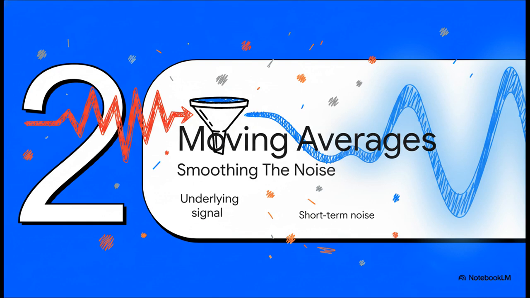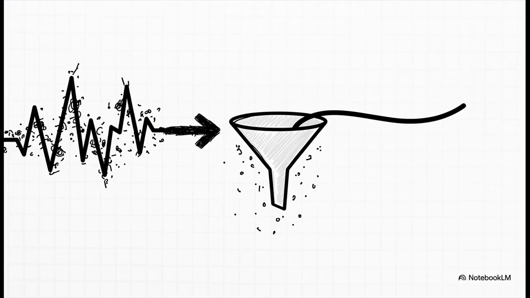But even predictable data can be really noisy and messy from day to day. So our next job is to filter out all that static so we can hear the actual signal. And our go-to tool for that is the moving average. Honestly, the best way to think about it is like a pair of noise-canceling headphones for your data. It just smooths out all the short-term jitter so you can focus on the real underlying trend.